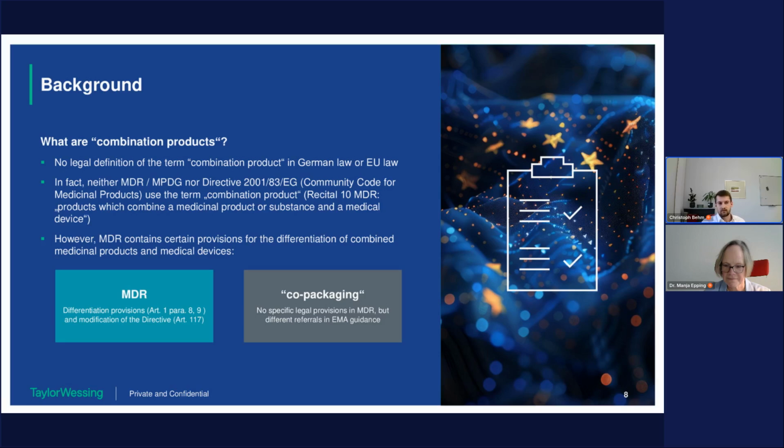However, the MDR contains certain provisions regarding the legal differentiation for products which combine a medicinal product or substance and a medical device. In this context, Article 1, paragraphs 8 and 9 of the MDR provide regulation regarding the qualification and the applicable approval regime for combination products. But these provisions do not mention constellations such as co-packaging or referencing of a medicinal product or substance and the medical device, which are quite common in the pharmaceutical sector.